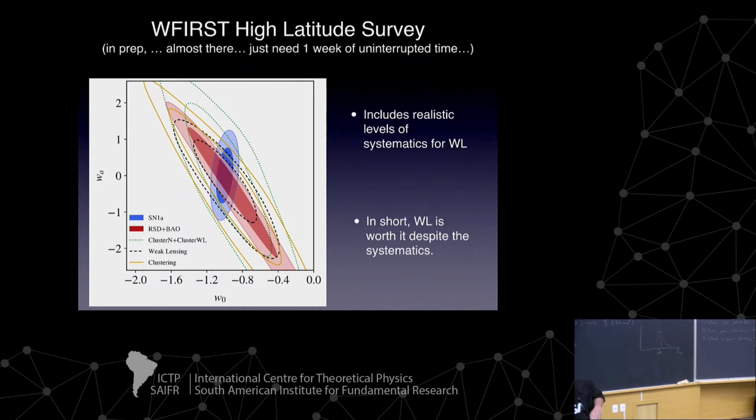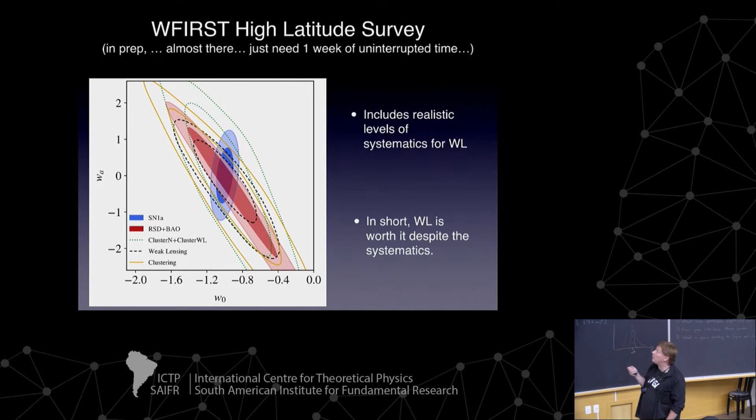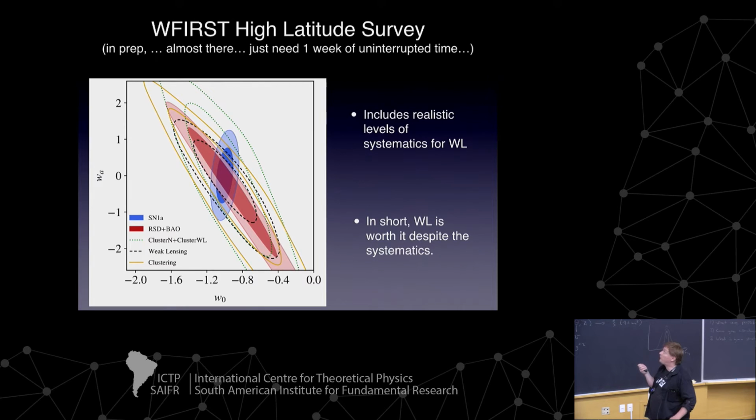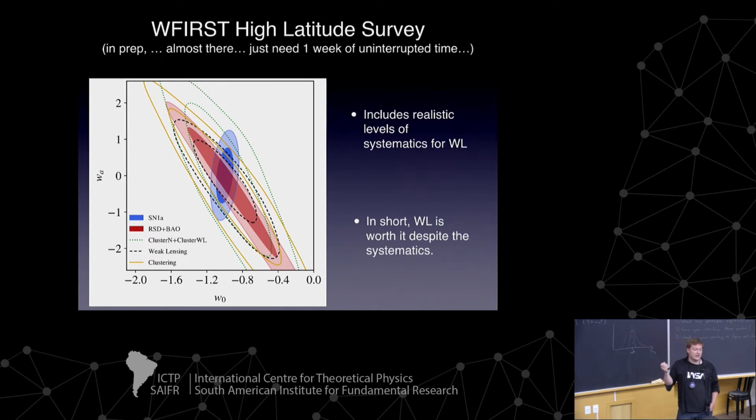And this is a forecast that is done for Roman, formerly WFIRST, and it's not yet public. But weak lensing is the dashed black contour over here. And you can compare it to the other probes that you can extract from what is called the High Latitude Survey. That's the imaging component of this WFIRST mission. And this is for very conservative assumptions regarding weak lensing systematics.